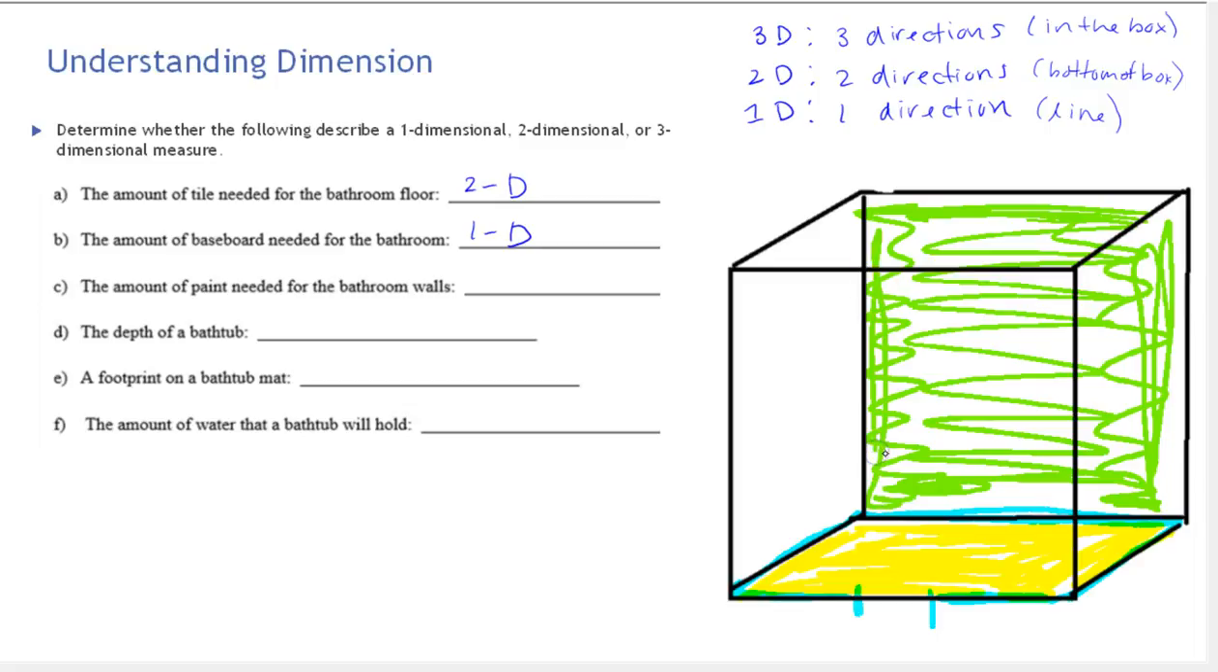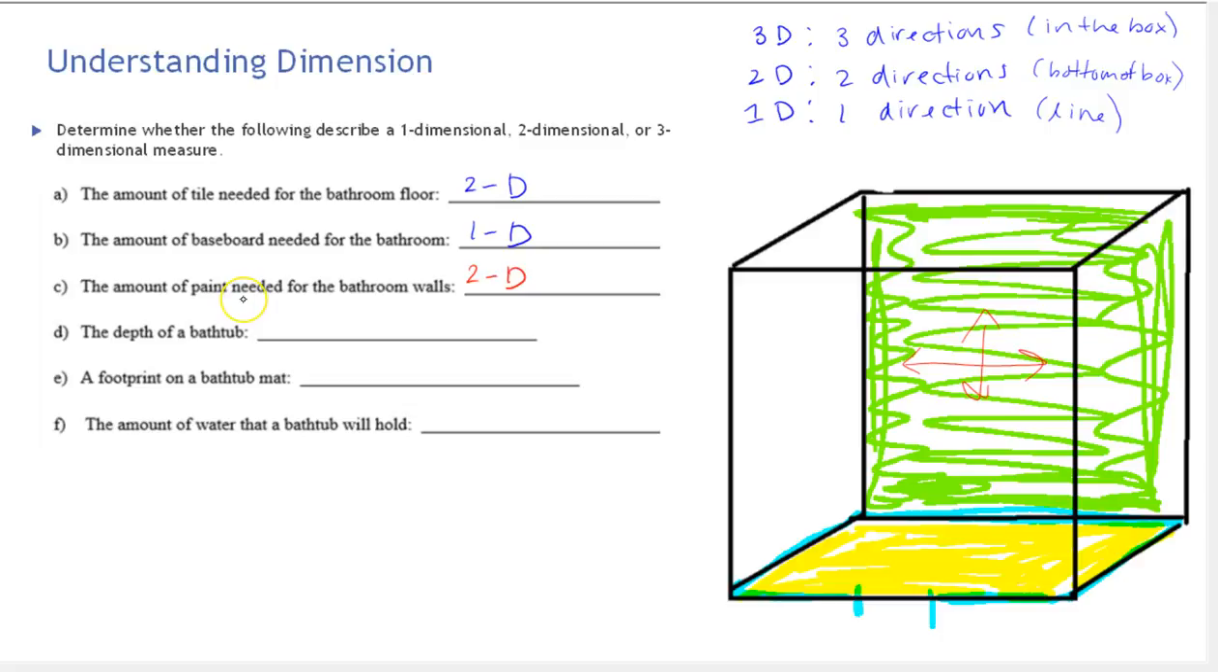Now there's actually two ways to think about this. Looking at the wall itself, notice the wall is two-dimensional. We can go up or down on the wall, and we can go right or left on the wall. So the wall itself is two-dimensional. But I would also accept another answer here.